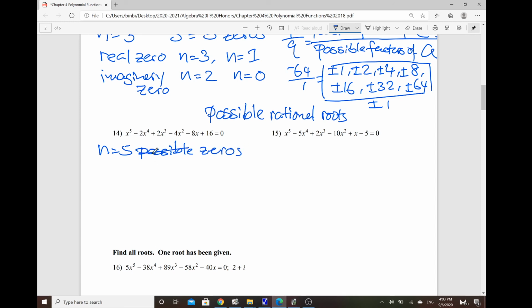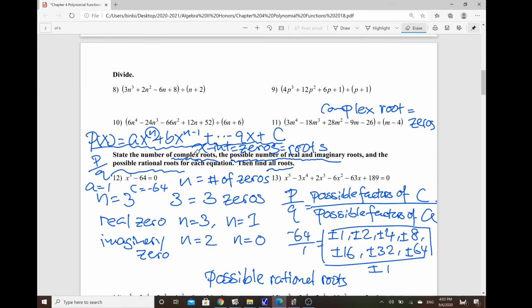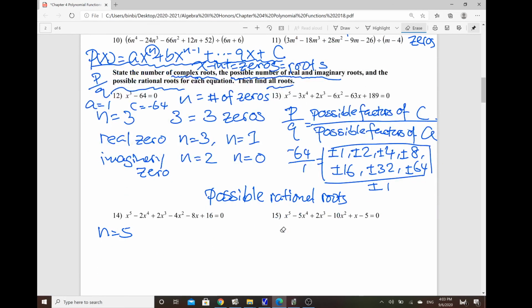I don't want to say possible, 5 zeros, because some of those might be considered rational, some of those might be considered imaginary. Okay, so just say that 5 zeros. According to the instruction, it's saying to define the complex roots. So we do have 5 complex roots. What they mean by complex is a little bit different than a complex number. So I just want to say that it's 5 roots, okay? So 5 different roots.